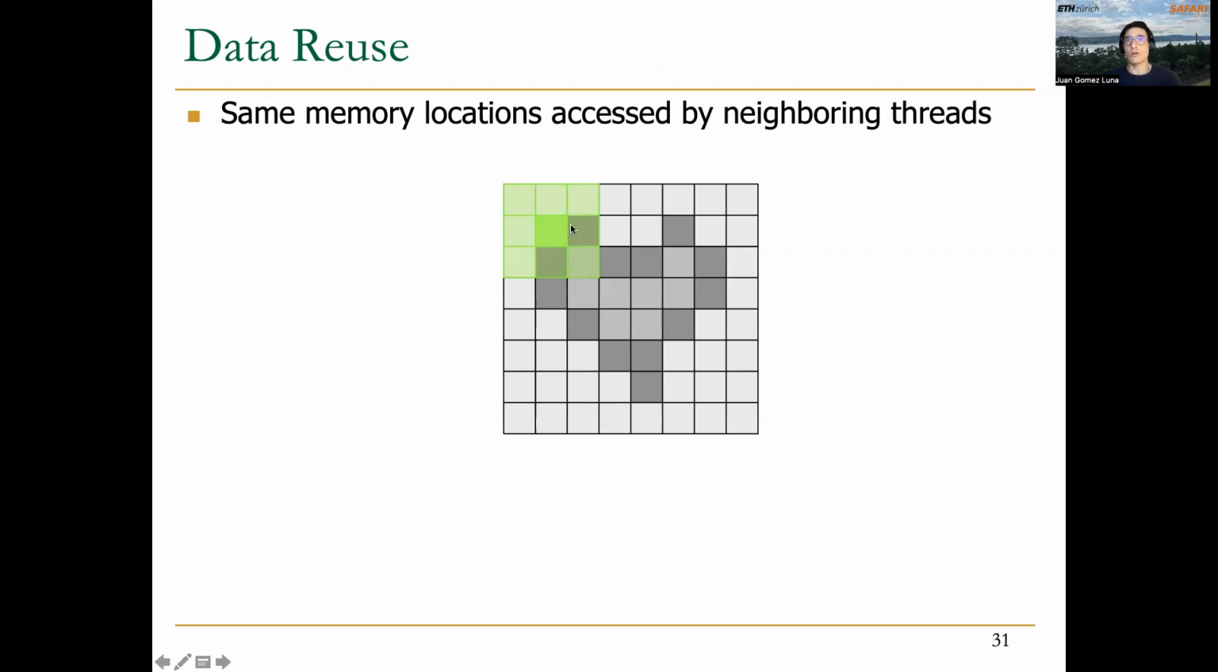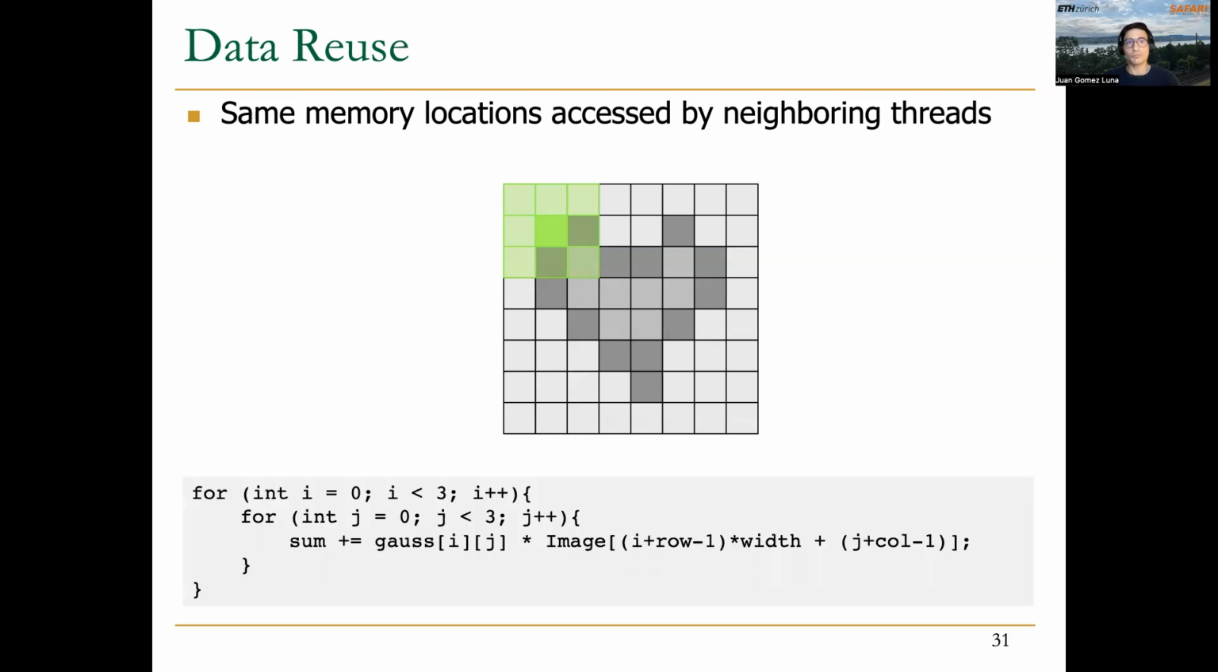But one thing that you can observe here is that if this pixel is assigned to one thread and this other pixel is assigned to another thread in the same thread block, they are going to share some values that they both will need to read. This is what we call data reuse. So these 6 pixels here will be used by both this thread operating here and this thread operating here. So this is what we call data reuse.